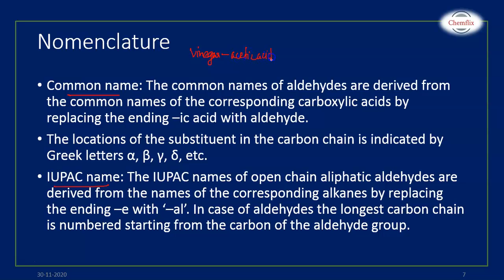Okay, acetic acid. So in acetic acid, what is the structure? It is CH3COOH. There you can find two carbons. This is the first carbon and this is the second carbon. Commonly, it is derived from the common names of the corresponding carboxylic acid.